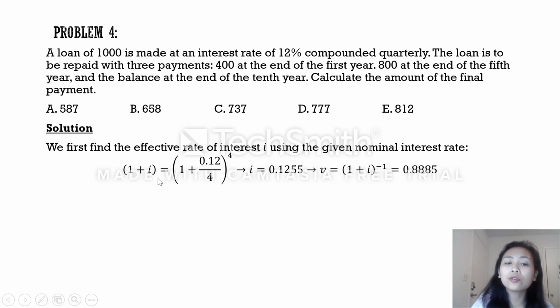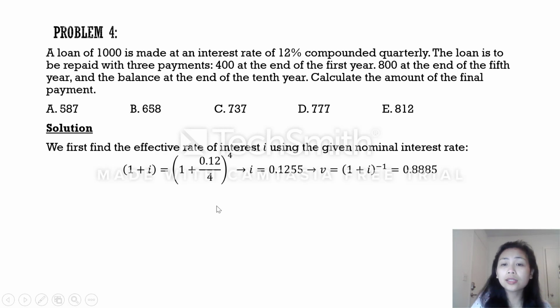We have 1 plus I equal to 1 plus 0.12 over 4, the whole thing to the 4. This is using the formula relating the nominal interest rate and the effective rate. So I should be equal to 0.1255, and V should be (1 plus I) to the negative 1, which is 0.8885. So now we have V.